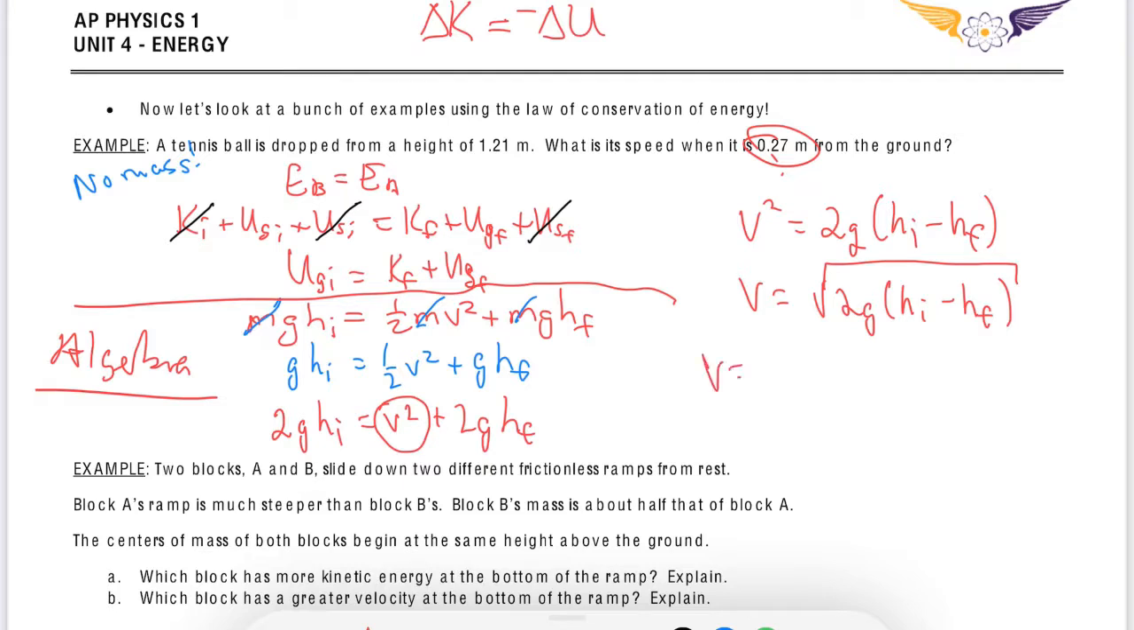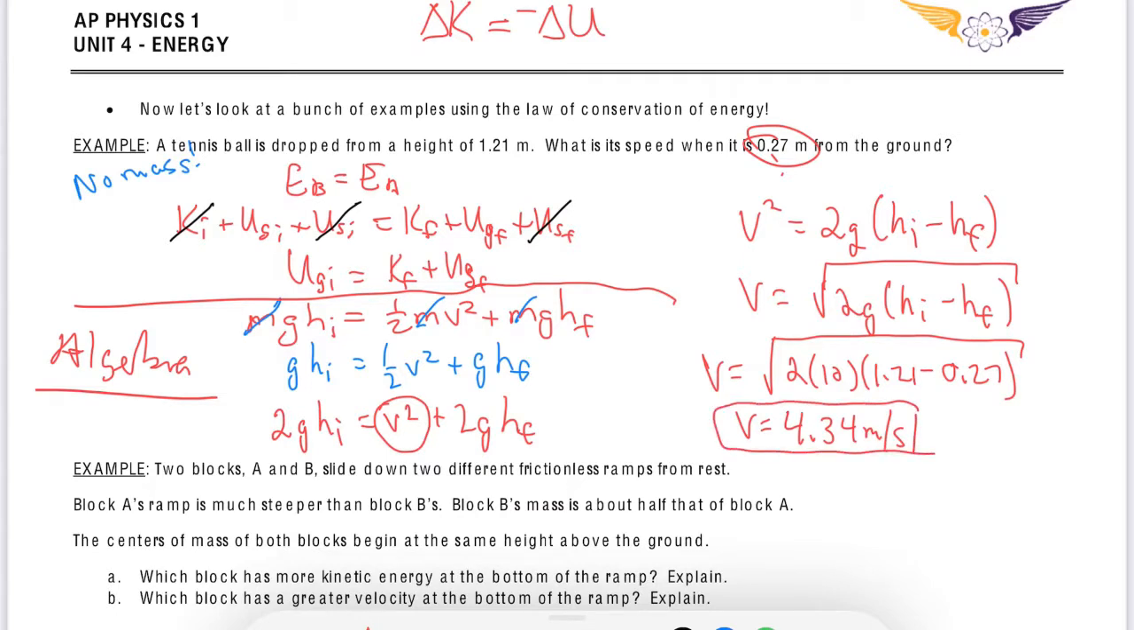And now all I do is plug in numbers. So I would say the square root of 2 times 10 times (1.21 minus 0.27). Plug it into my calculator: make sure you're using parentheses and so forth if you're going to try to put it in the calculator in one shot. And so it would have a speed of 4.34 meters per second at that height. If I go all the way down to 0, I'm going to have a greater velocity or speed.